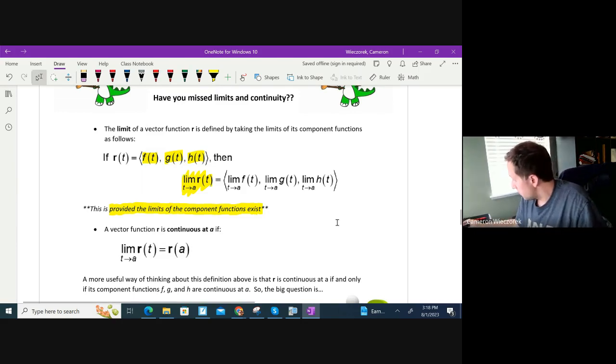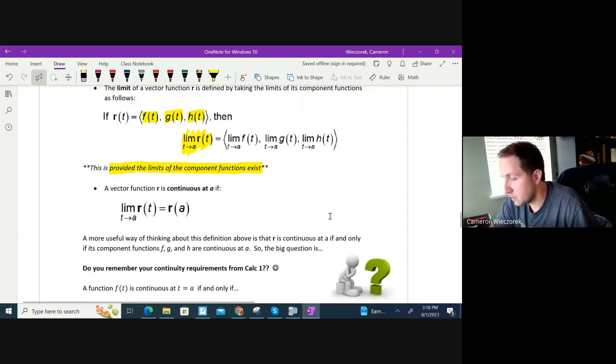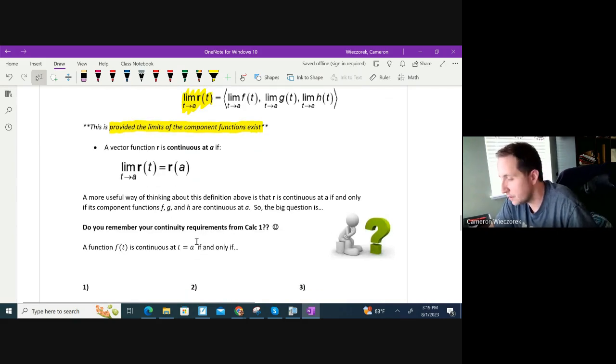How do we know if they are continuous? A vector valued function R is continuous at t equals a if the limit as t approaches a of R of t is equal to the vector valued function evaluated at the point t equals a. This should make you think, this looks very similar to how we defined continuity back in Calc 1 last year. So think about each of the individual component functions. How did you check last year if a function was continuous? Focus on one of those component functions.